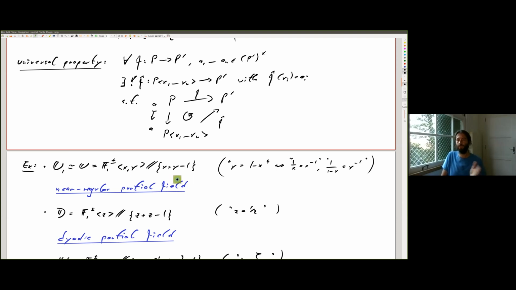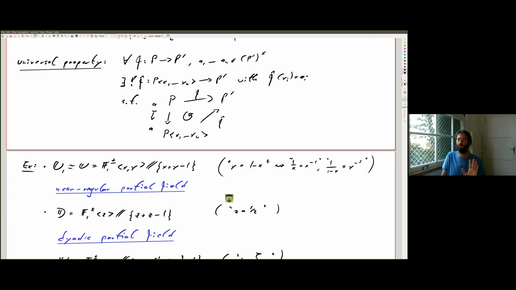So to see the connection to the usual definition as a partial field, note that this means that y is 1 minus x, if we use the convention that I said before, that we can put one variable on the other side and change the sign of all other elements. And this means that 1 over x, not surprisingly, is x to the minus 1. This is a tautology, but 1 over 1 minus x, which is the other element appearing in the definition of U1 as a partial field, is y to the minus 1.